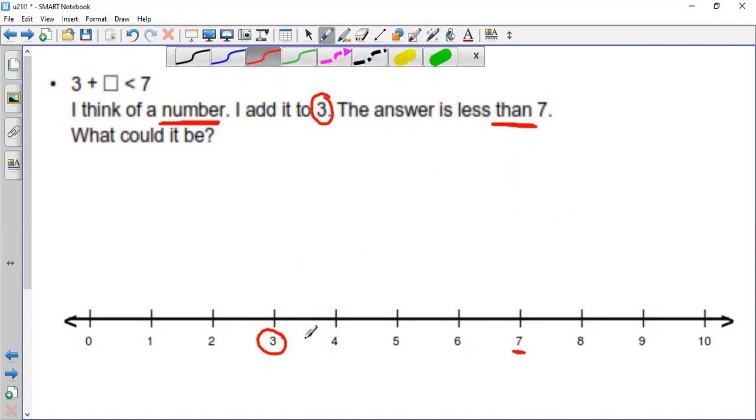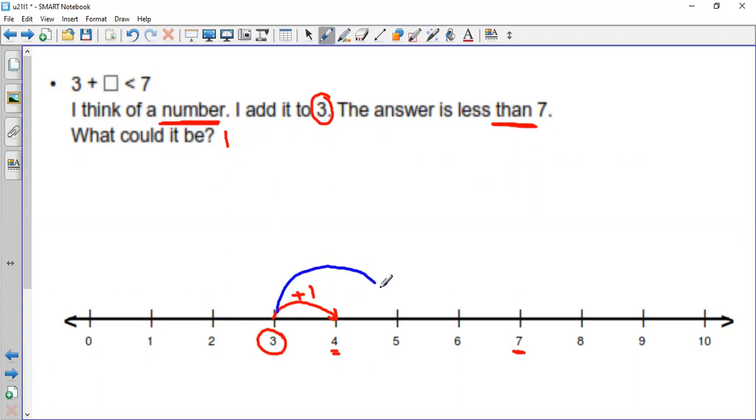So if I am at 3 and I walked one step forward, I will land on 4, and 4 is less than 7. So the missing number here could be 1, because 3 plus 1 is equal to 4. 4 is less than 7. So this is a possible solution. Another solution, I can land on 5. So I need 2 steps after 3 to land on 5. 5 is less than 7. So 2 is another possible solution.